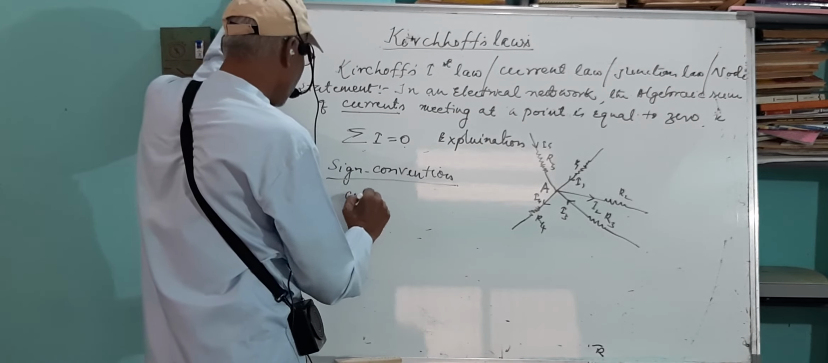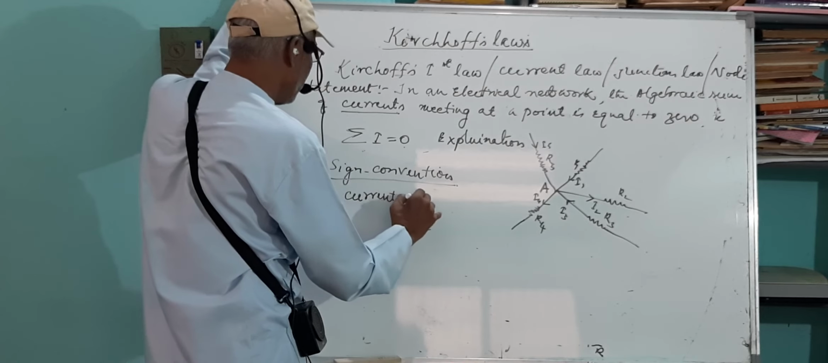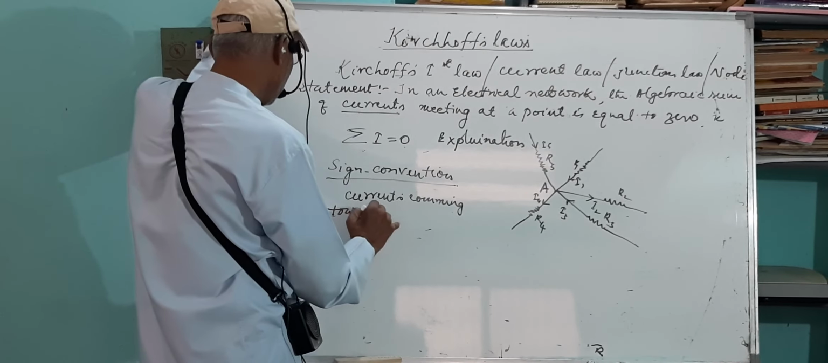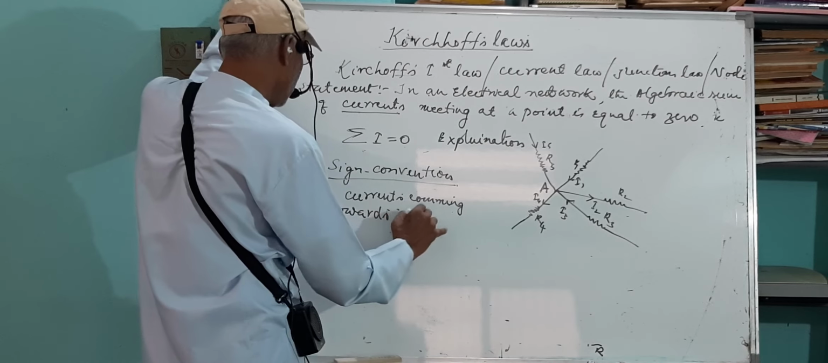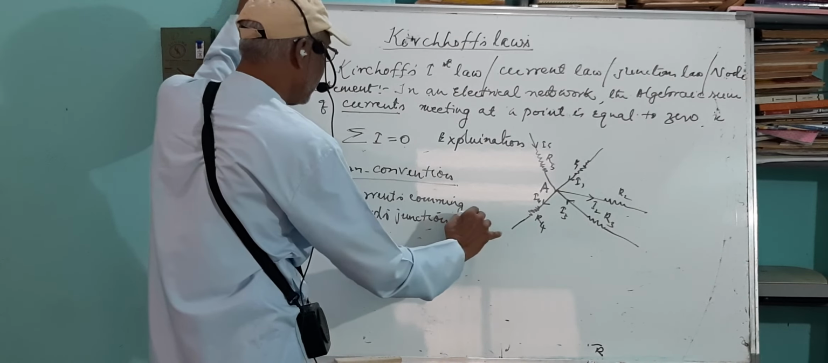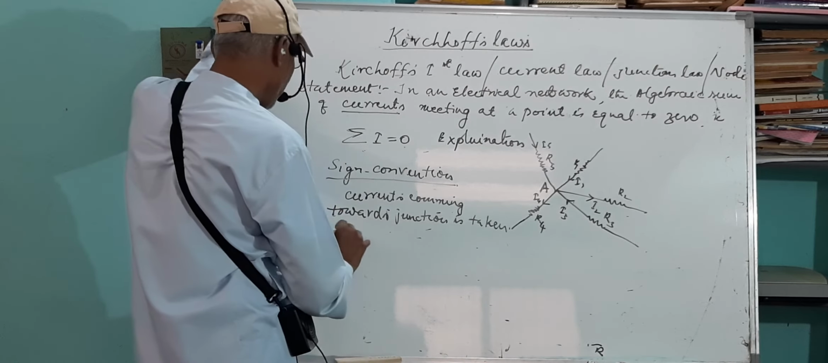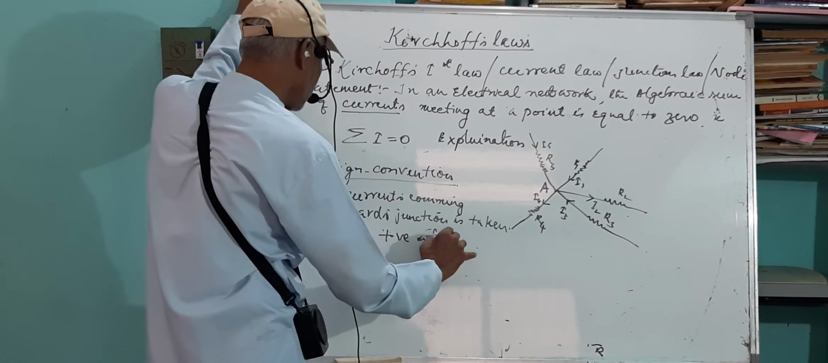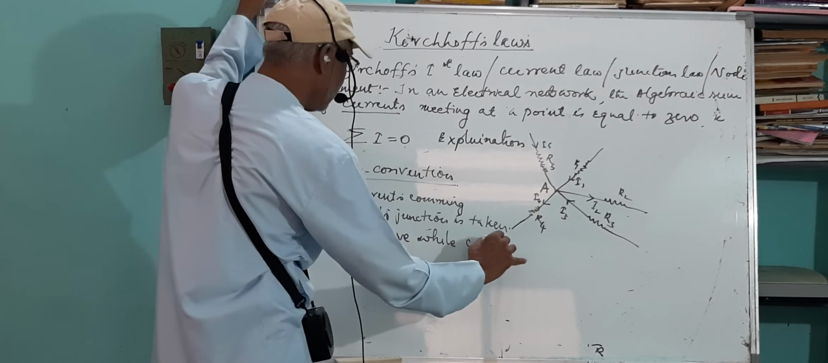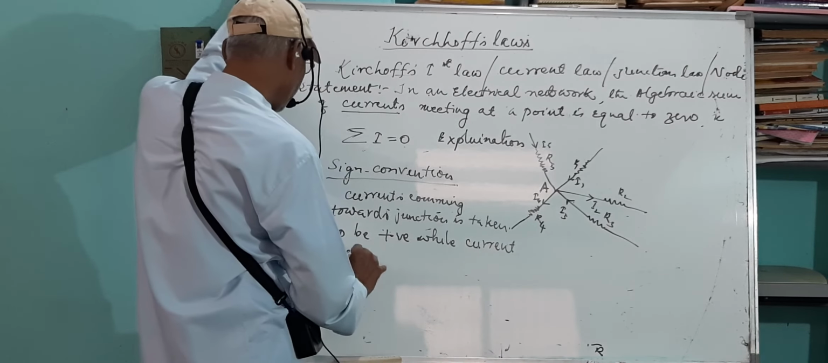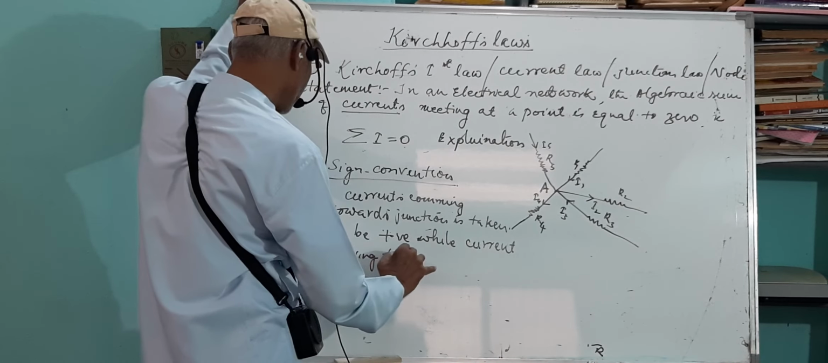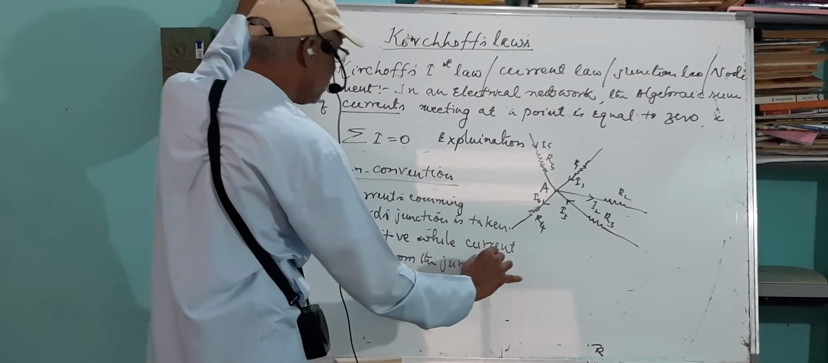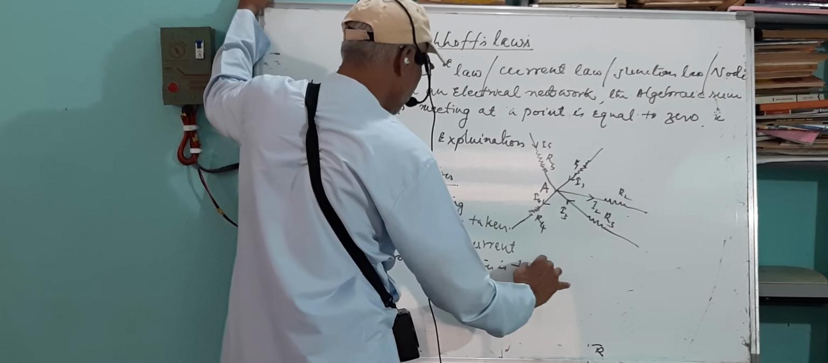Current coming towards the junction is taken to be positive, while current leaving from the junction is taken as negative.